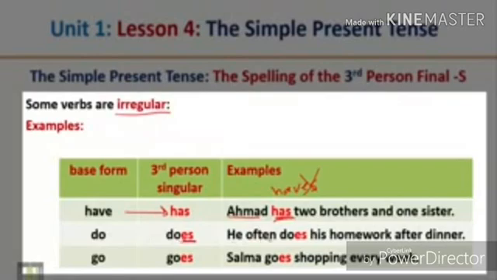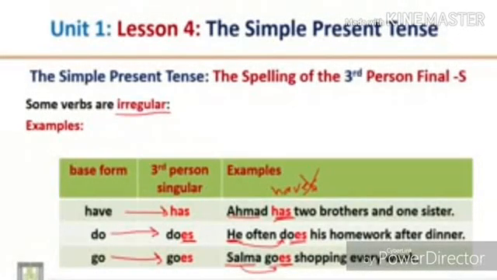Do: the irregular form for do is does. He often does his homework after dinner. So we use does with he. Here go, goes. Salma goes shopping every week. Salma is third person singular, so goes is used with Salma. So have, has; do, does; go, goes.